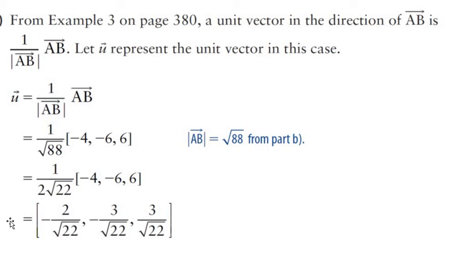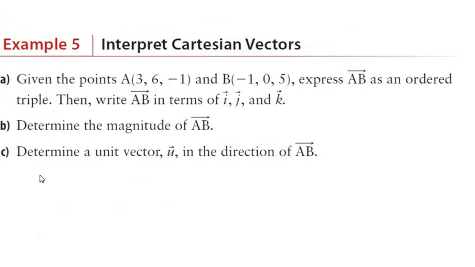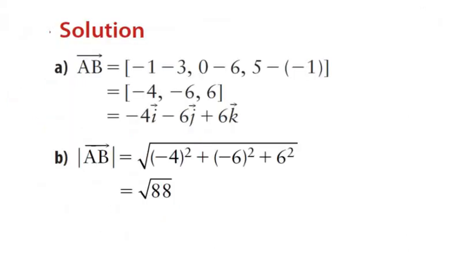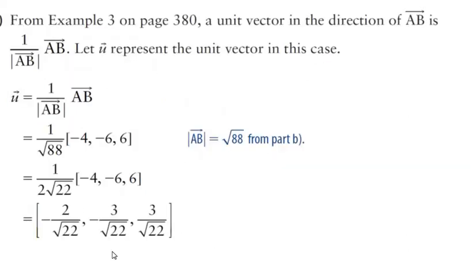For example, from example 3, on page 380 of your book, a unit vector in the direction of AB is 1 over the magnitude of AB times AB. So we can do the same thing for A when we want to have it in terms of unit vector. Why? Because in part C it says determine the unit vector. So we need to divide it by the magnitude of that vector. We already found the magnitude in the previous slide, which is square root of 88. So we need to divide each component by square root of 88.